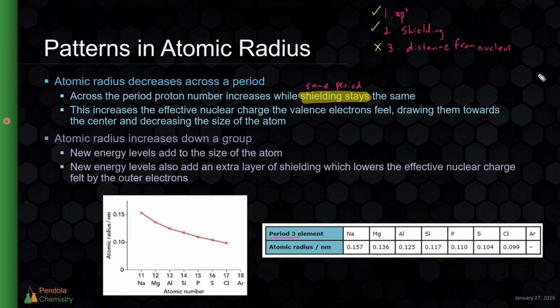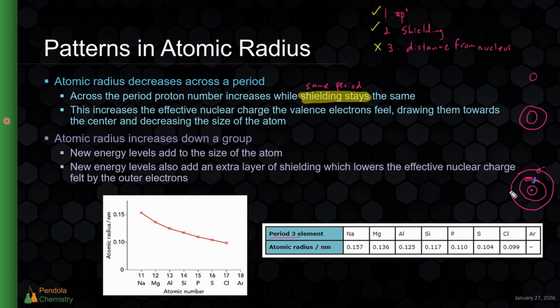So as we go down the group, the atoms get larger and larger and larger. And that's because as we go down the group, we add energy levels to that atom. As we add energy levels to the atom, there are now more layers between the protons in the nucleus and the outer electrons. And so those electrons are pulled much more weakly by the nucleus because of the shielding provided by those inner energy levels.